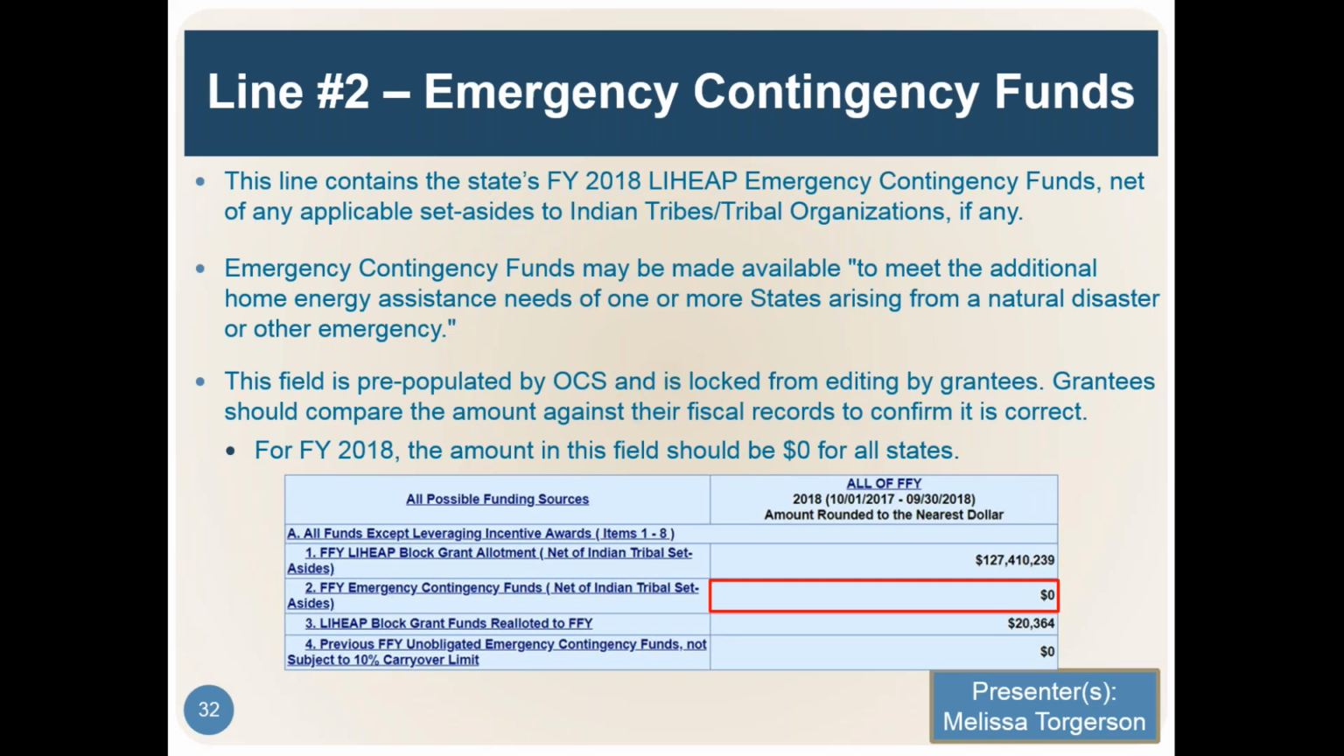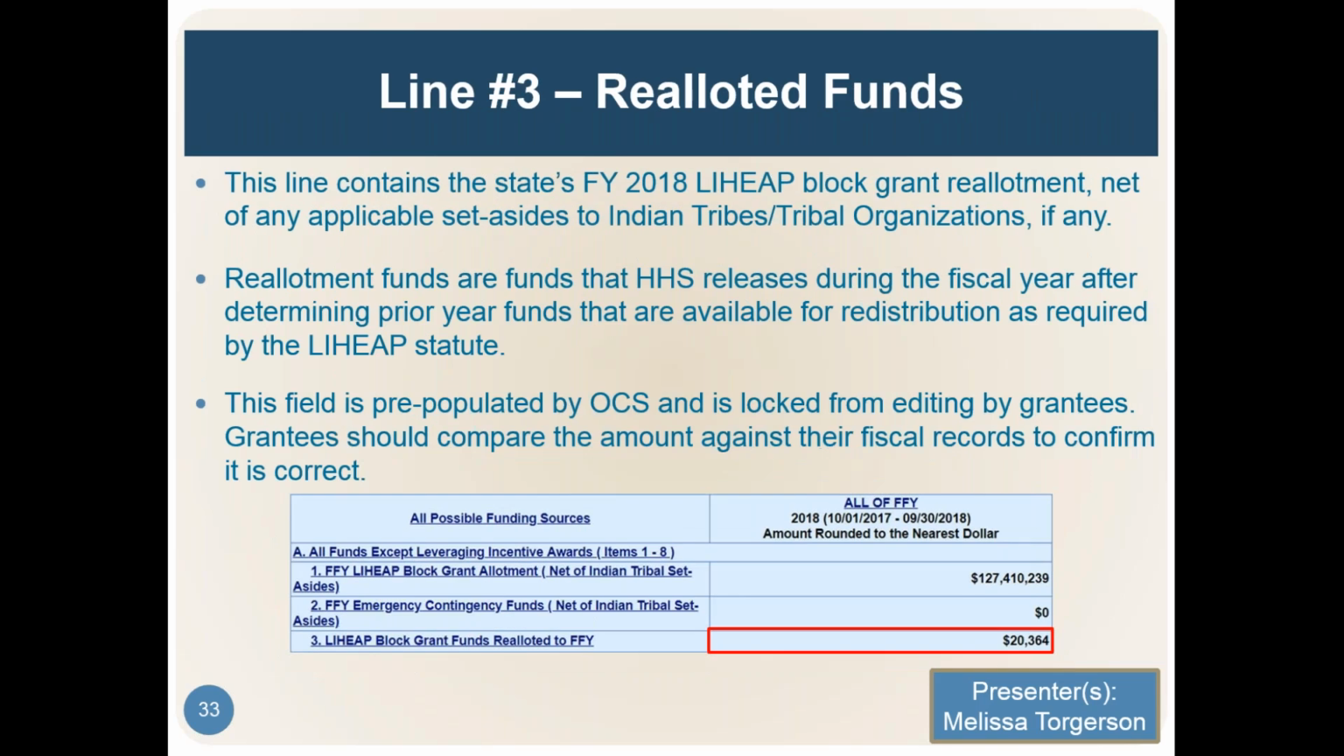In most years, you should compare the amount against your fiscal records, but for 2018, the amount in this field should be 0 for all states. So if you've got your highlighter out and your slides out, highlight that. There shouldn't be a 0 in that box for all of you.